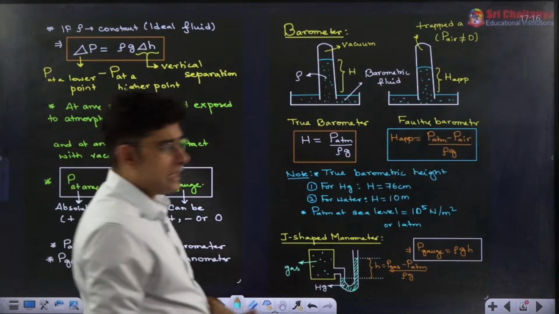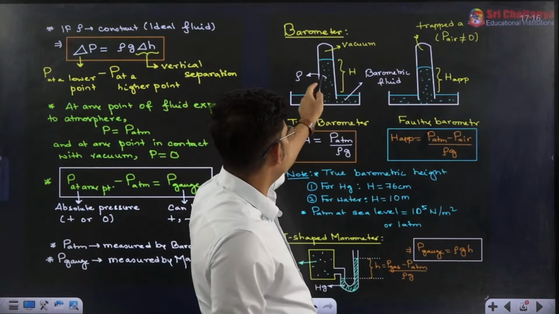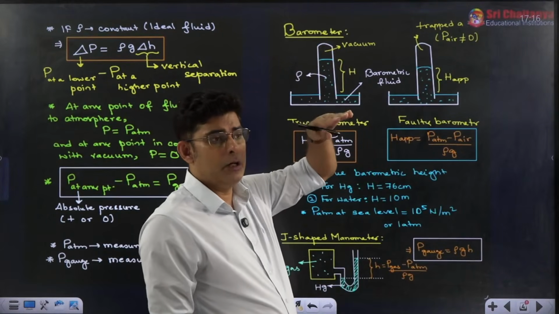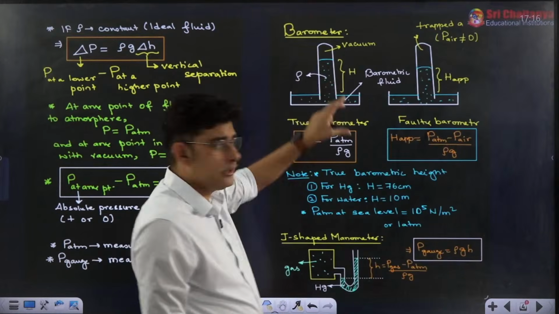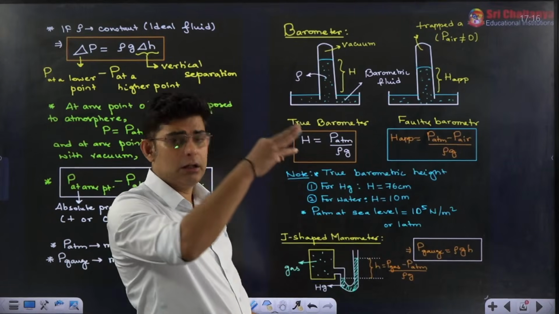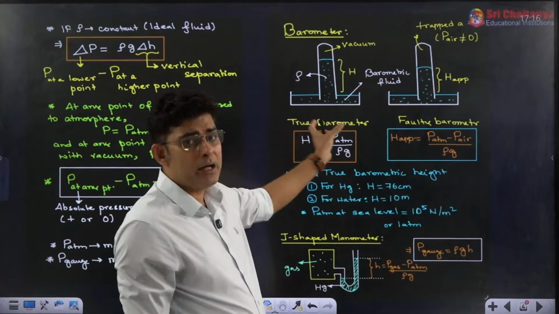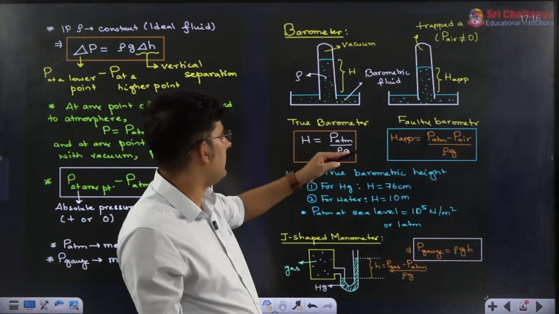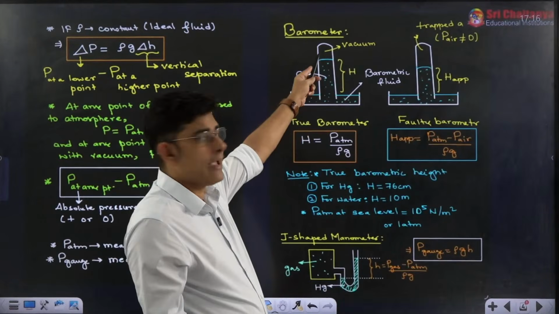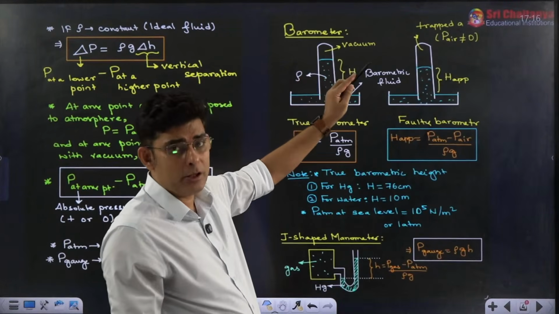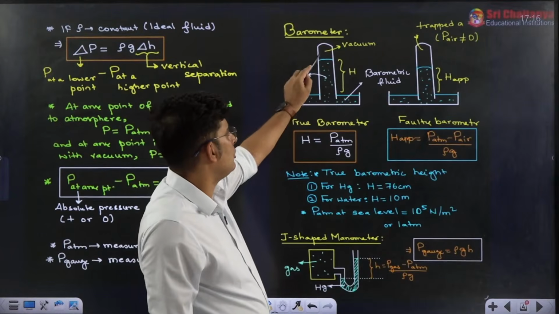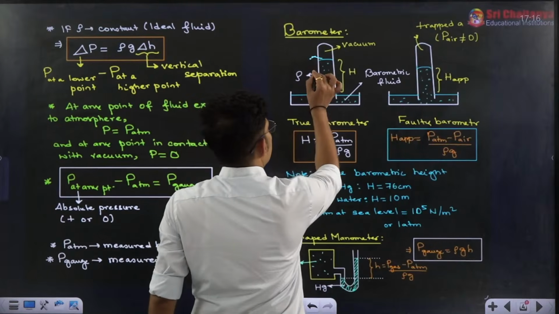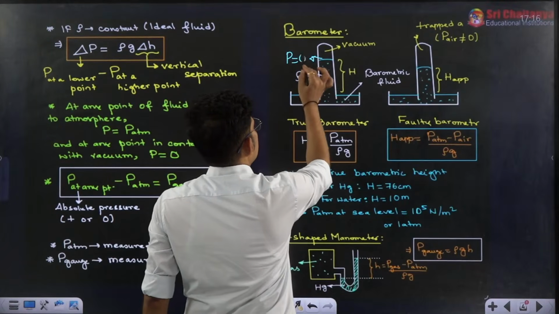Now you can see in the diagram I have shown here a barometer, where we generally take a barometric fluid in a vertical glass tube, and then we invert the glass tube into a bath of the same barometric fluid. So what we see is that if it is an ideal or true barometer, vacuum will be created here because there was no trapped air or gas. Vacuum means here the pressure will be how much? This point pressure will become 0. Vacuum means pressure is 0.